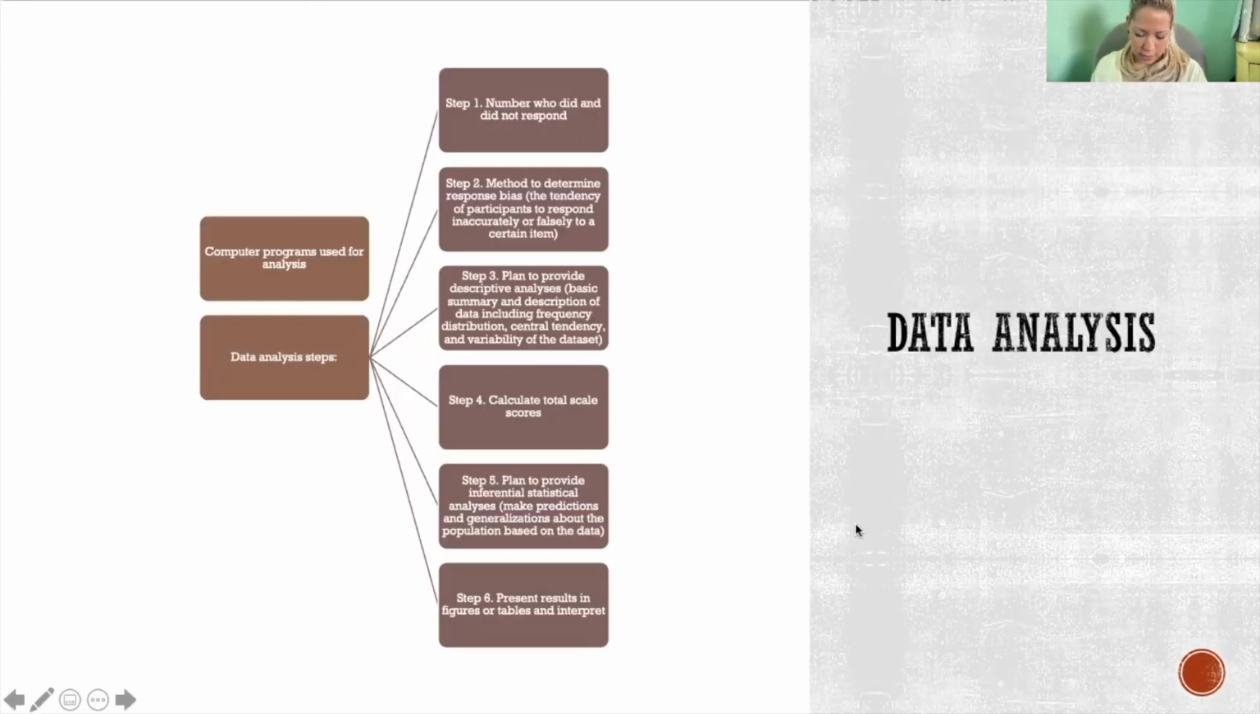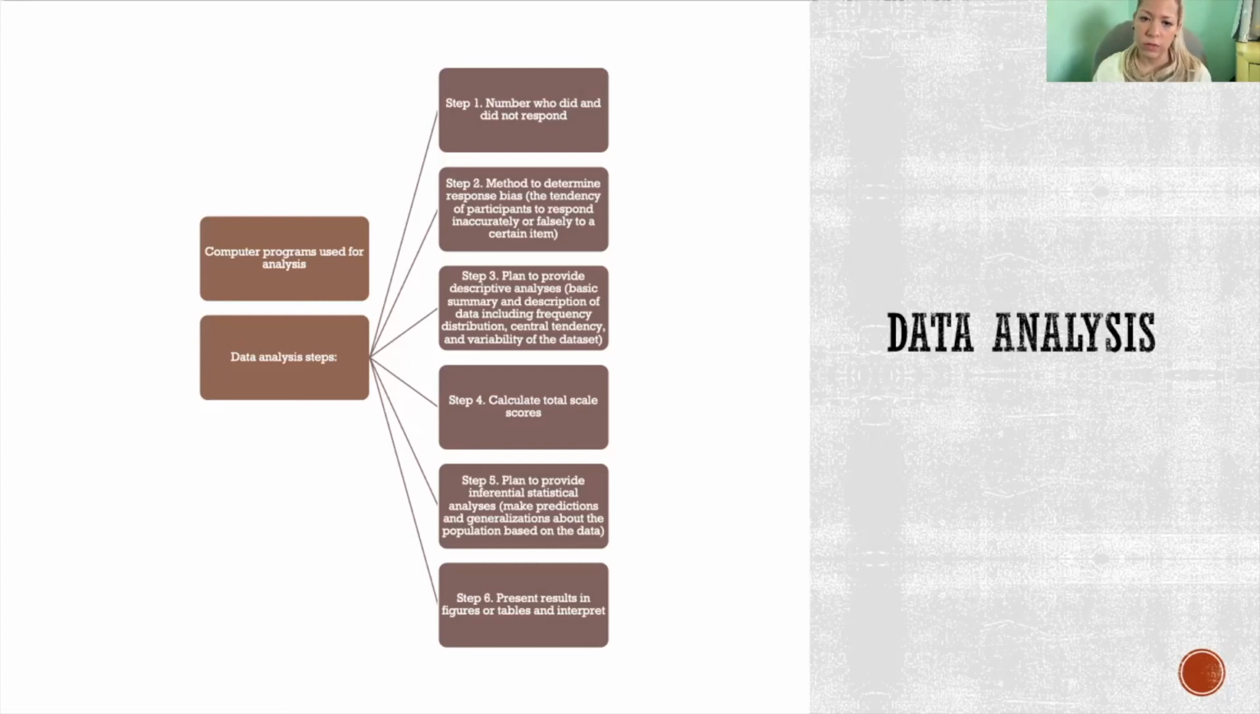Okay, then for data analysis, you will need to communicate your plan for your data analysis. So we use computer programs to do the analysis. It makes it significantly easier. SPSS is a really common program for this purpose, but there are also other ways to do it depending on how in-depth your statistics need to be. Excel can do actually a lot of data analysis, it's just not as advanced and in-depth as SPSS and other programs. So the data analysis steps for a survey.